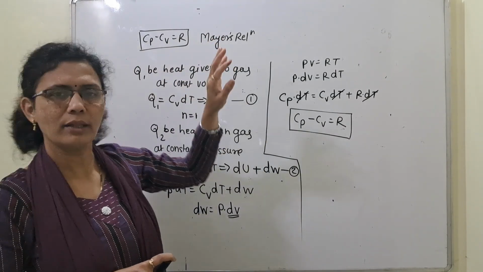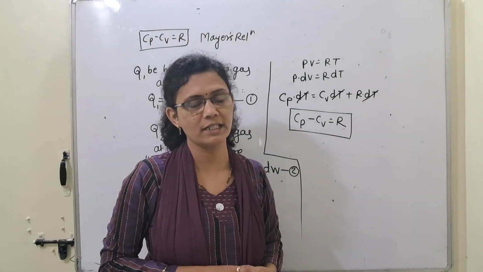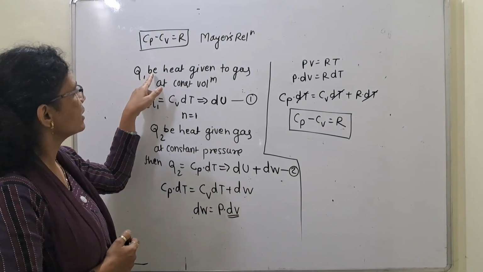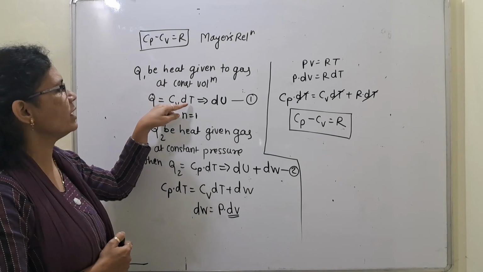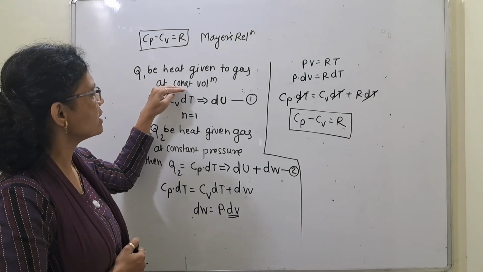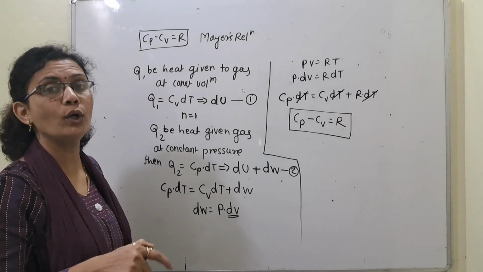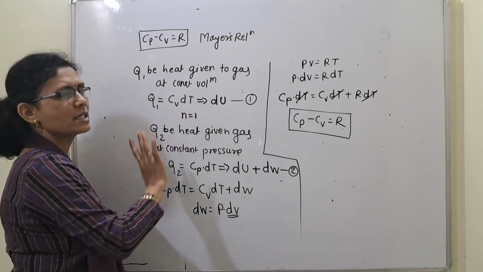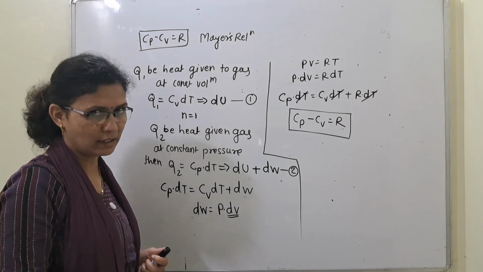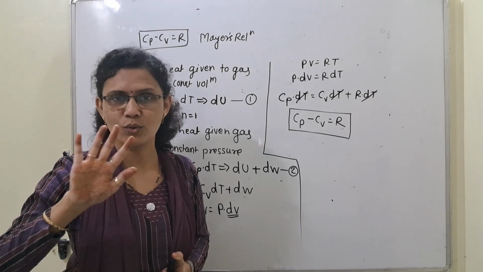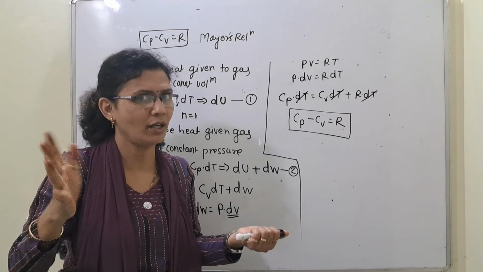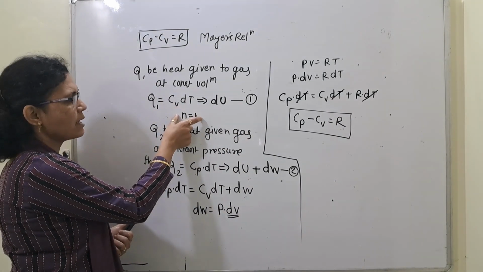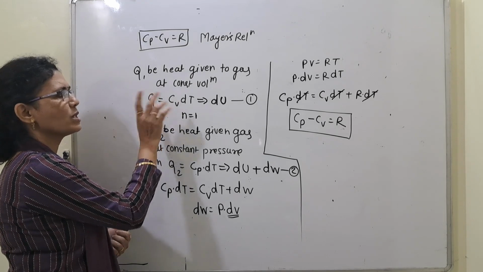But initially you have to write all those things. Let us consider 1 mole of a gas. It is heated. If it is heated at constant volume, Q1 can be written as Q1 is equal to Cv into dt. But when we consider constant volume, there will be only the change in internal energy. Therefore, Q1 is equal to Cv dt is equal to du, that is the change in internal energy. Here no work is done because there is no change in volume. So let this be equation number 1. N is 1 here, therefore for 1 mole of gas the equation will be Q1 is equal to Cv dt.